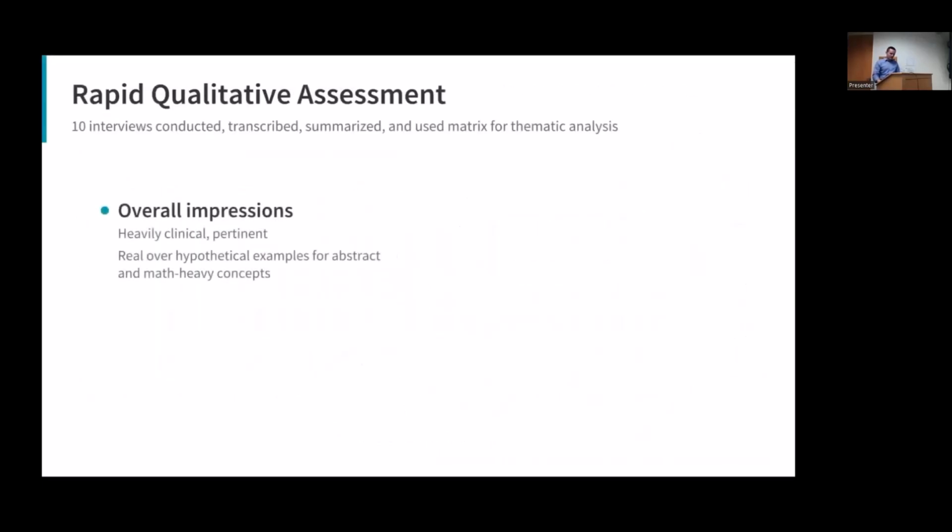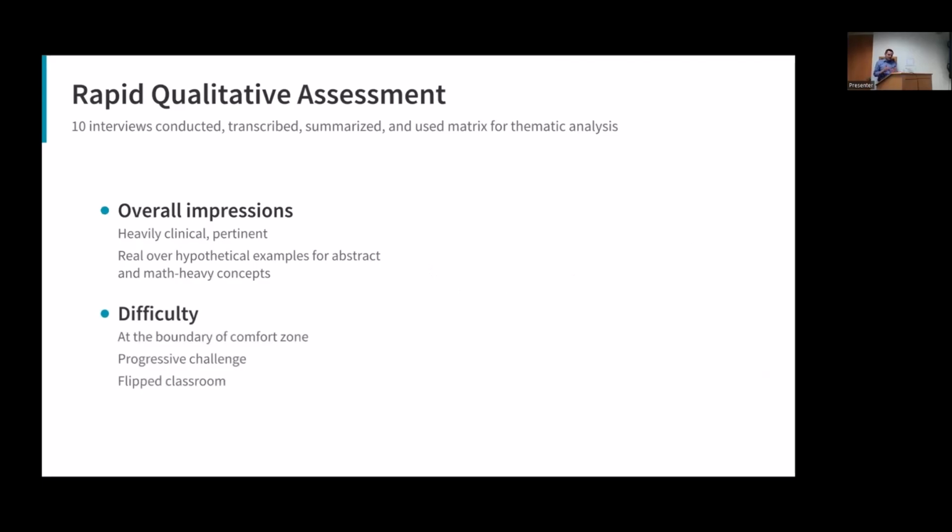Some of the lessons from the qualitative assessment were that they felt the course was pertinent because the entire thing is built around patient cases. So we try to introduce theory and math very carefully and build it around things that clinicians care about: interpretation of diagnostic tests and making subsequent medical decisions.